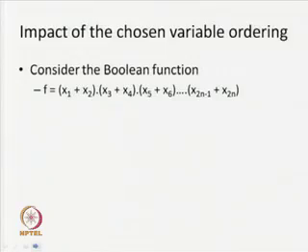Okay. I will explain these things with the help of one simple example. Consider this particular Boolean function f: x1 plus x2, x3 plus x4, x5 plus x6, like that up to x(2n-1) plus x(2n). That means we have 2n variables, so this is a function of 2n variables, and this is a simple function.